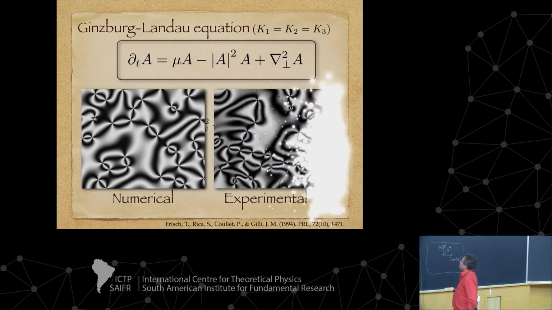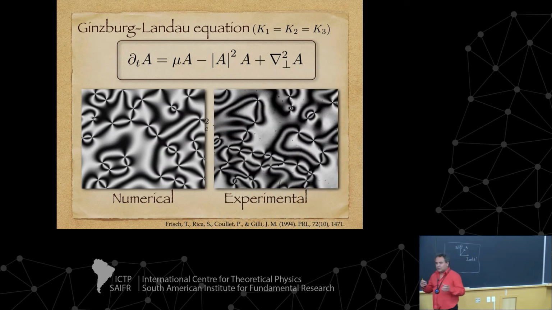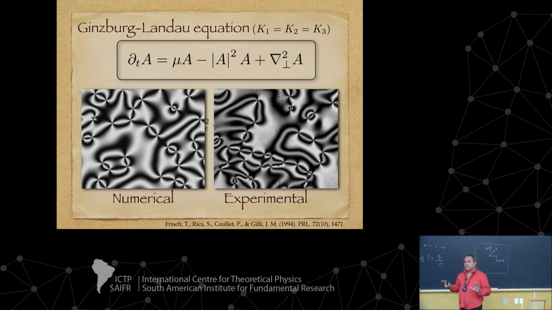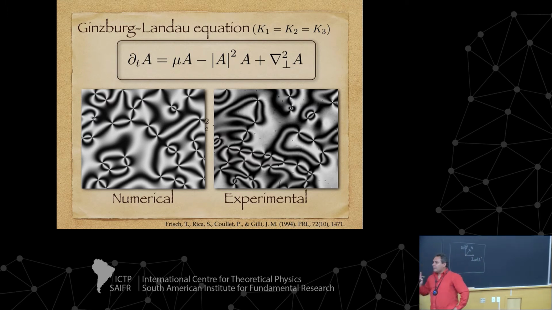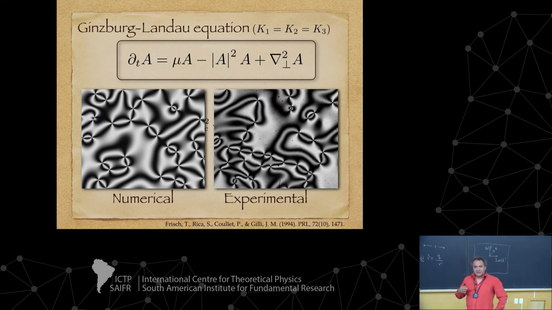And this is an experiment. It's the same experiment, but different from the video that I showed initially; here we use a laser. In the first case, it's white light, so we have different wavelengths that cross the sample. But here we use essentially only one wavelength, a red laser, for instance. In that case, you can see the agreement is more or less qualitatively good. So the system is well described by this nonlinear partial differential equation, the Ginzburg-Landau equation.